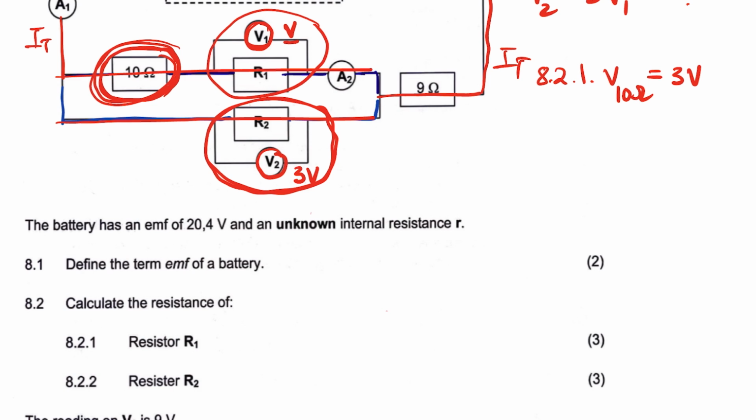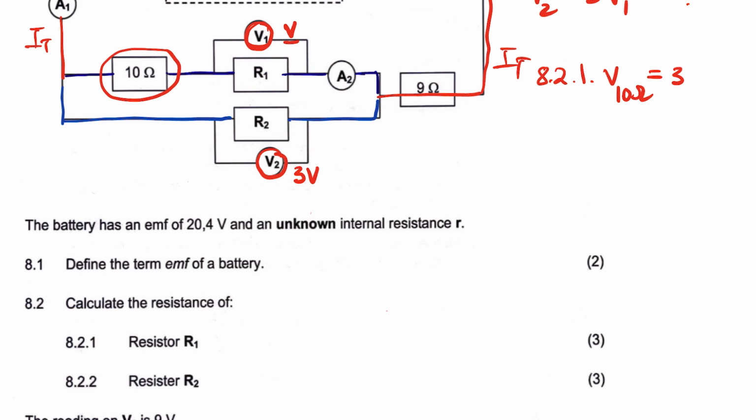Why are we using this one? This will help us to get the current that passes here. If we know the current that passes here is the same current that passes here, it will enable us to get the voltage there, right? Yeah, let's do that.